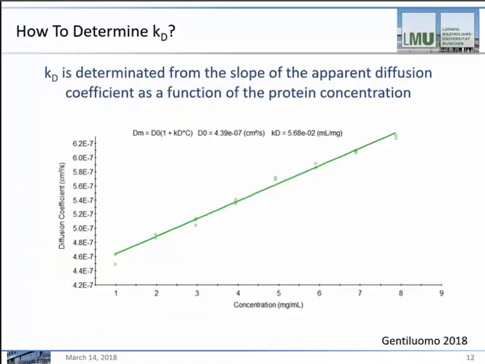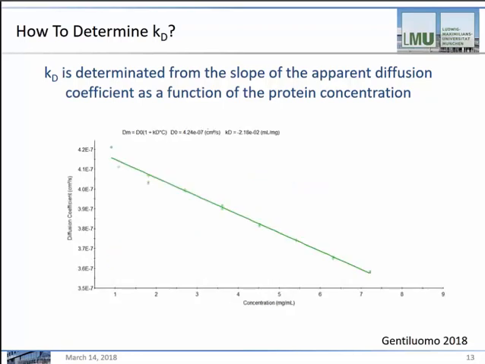So how do we determine KD? We can derive KD from the slope of the apparent diffusion coefficient as a function of the protein concentration. In this example for a mAb, the concentration range is between 1 and 8 mg per mL with replicates, and you see the diffusion coefficient, and you can analyze the slope of this curve. In this case, it is a positive slope, and we will later see, when we transfer to A2 and B22, that this points towards net repulsive interactions.